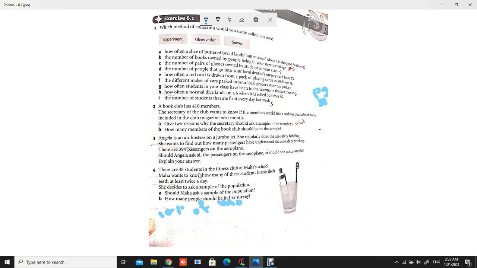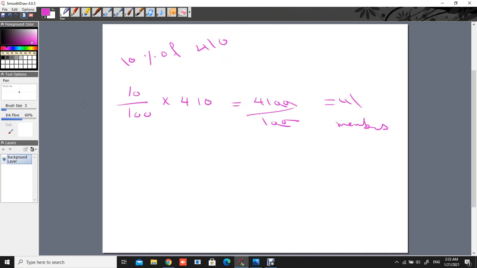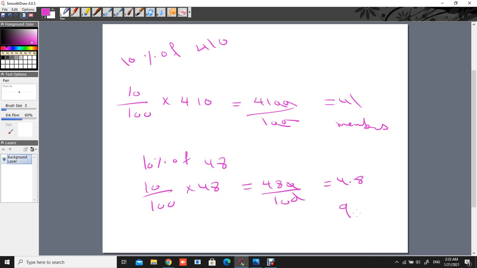48 students is not too many to ask, but if she wants to take a sample, she has to find 10% of 48. It means 10 over 100 times 48, so 48 over 10 is 4.8, so 5 students. If she wants to take a sample, she has to ask about 5 students. Or maybe she can ask all 48 students.